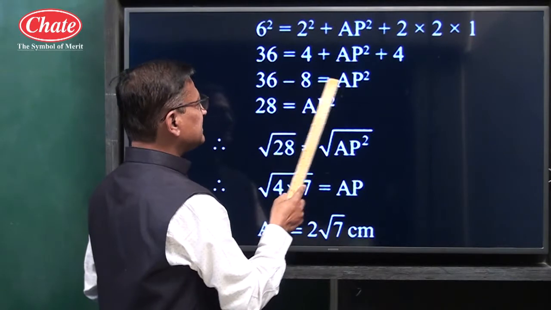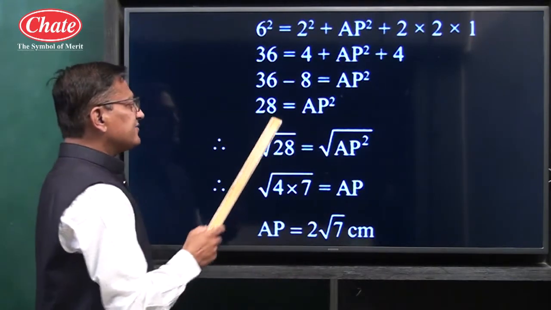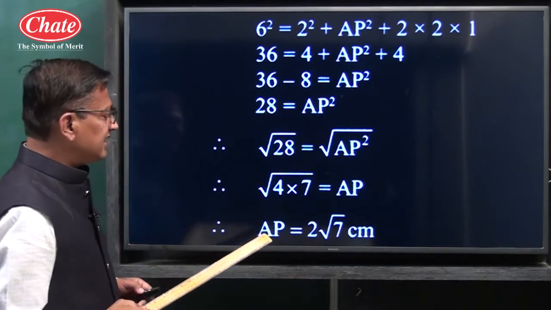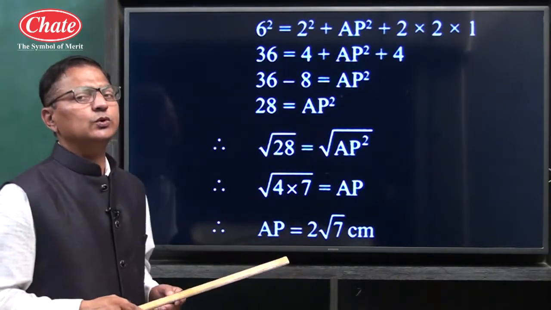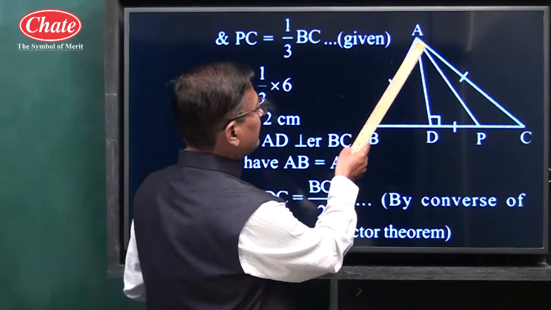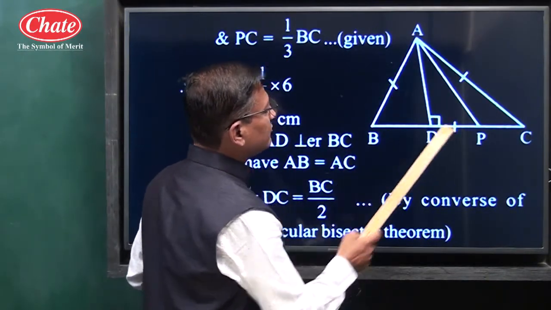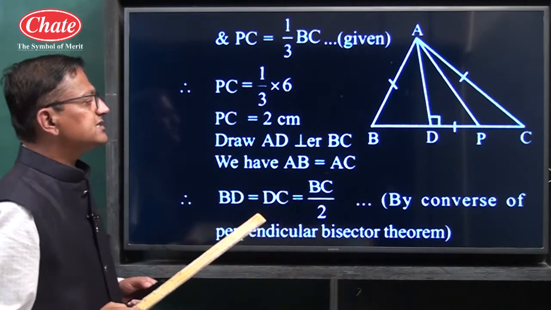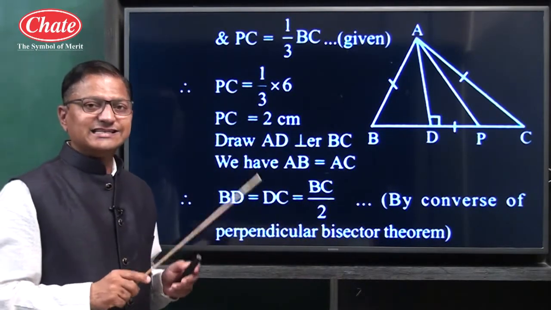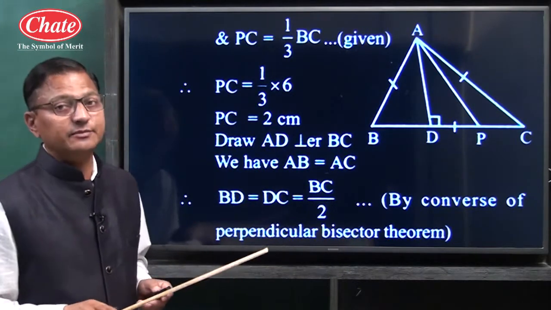It is minus 8 is equal to AP square. AP square is equal to 28. Root 28 is equal to AP, and therefore AP is equal to 2 root 7 centimeter. We have to find the value of AP, which is equal to 2 root 7. In the second method, each example has 2 or 3 methods.